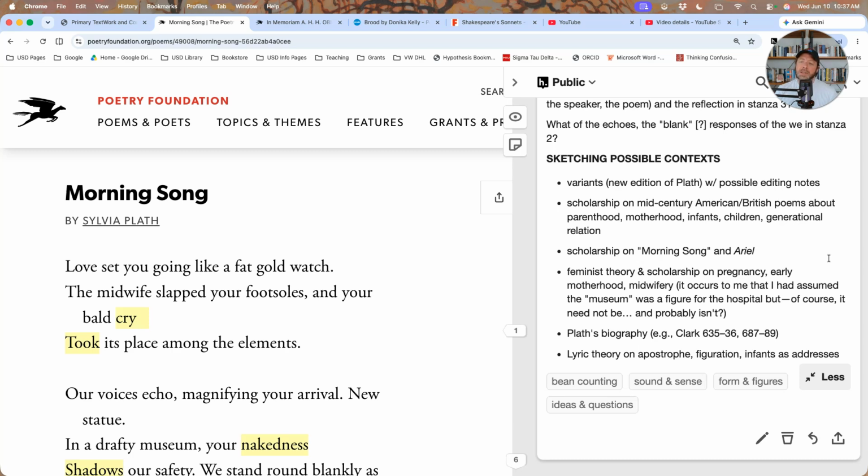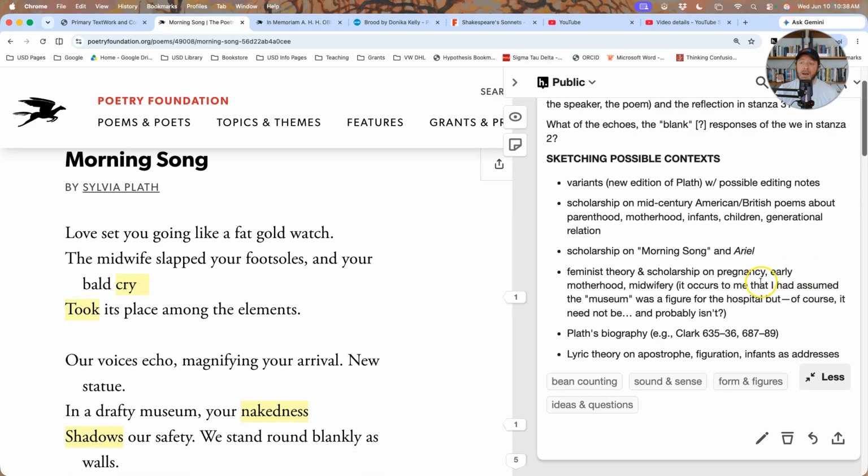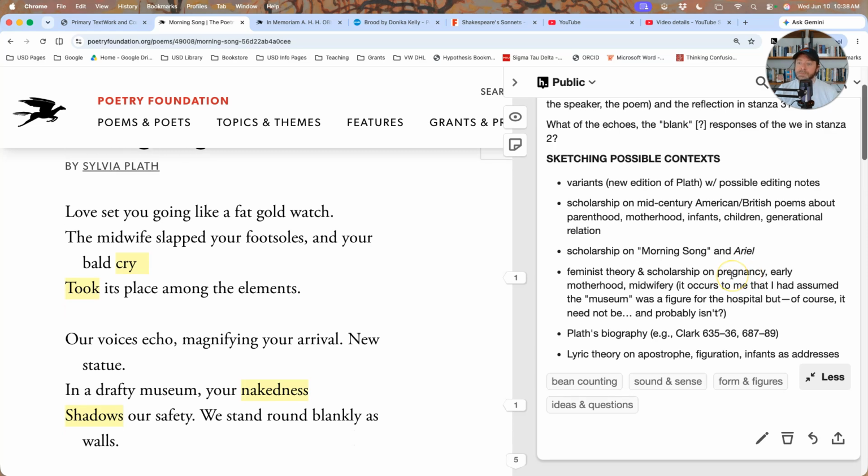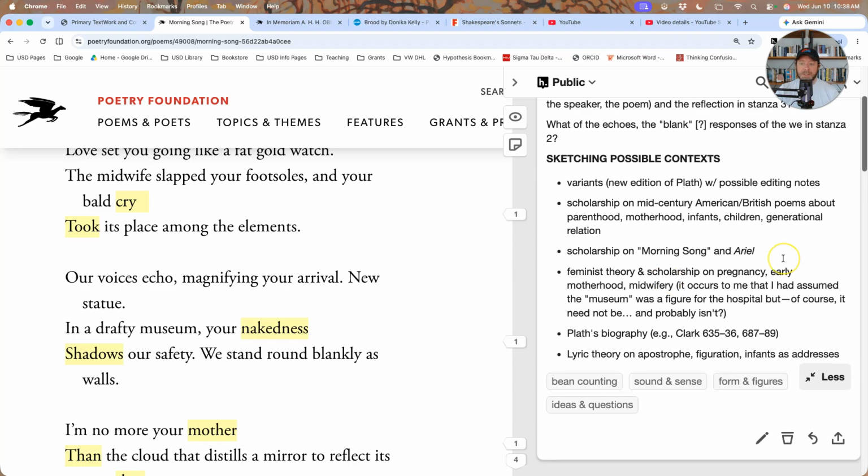I might also be interested in scholarship on mid century American and British poems about parenthood, motherhood, infants, children, generational relation or relationship. Scholarship on Morning Song, particularly. It's a well known Plath poem, widely celebrated, or maybe just Ariel in general, since it is the poem that leads off that collection, both in Ted Hughes's more well-known arrangement of those late poems, but also in Plath's typescript. I think Morning Song is the leading poem. Also, feminist theory, scholarship on pregnancy, early motherhood, midwifery.